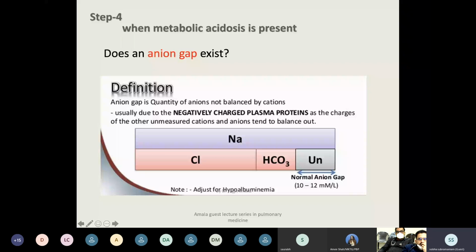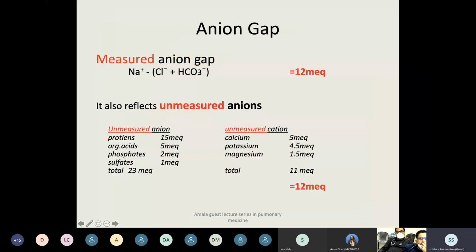It is usually due to the unmeasured plasma proteins, as the charges of other unmeasured cations and anions tend to balance out. So the normal measured anion gap is 12 milliequivalents. It is sodium minus chloride plus bicarb. If you look at the unmeasured anions, that is the proteins, the organic acids, the phosphates, sulfates, totaling 23. The cations like calcium, potassium, magnesium also total 11. So the difference is 12 milliequivalents. The measured anion gap and the unmeasured anion gap are almost equal.